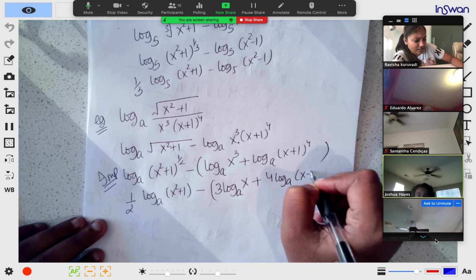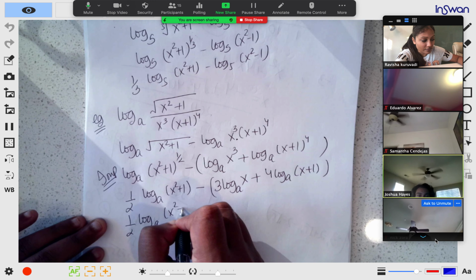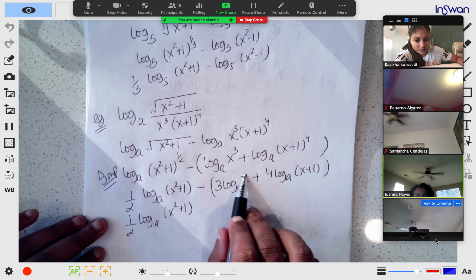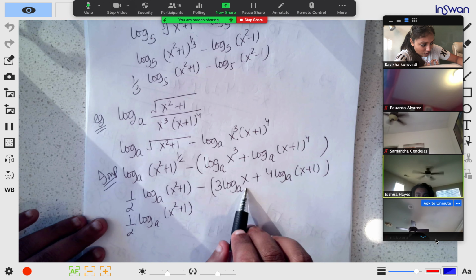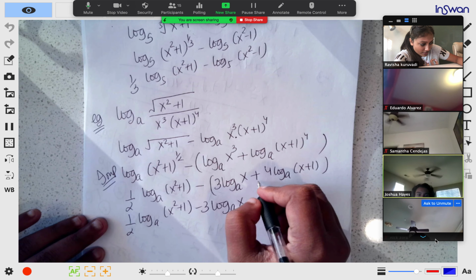I don't want to deal with brackets anymore. We have to open the brackets. Distribute the minus sign. What is minus multiplied by this whole thing? Negative. Okay, it becomes negative 3 log ax. Similarly, this will also become negative 4 log a, x plus 1.